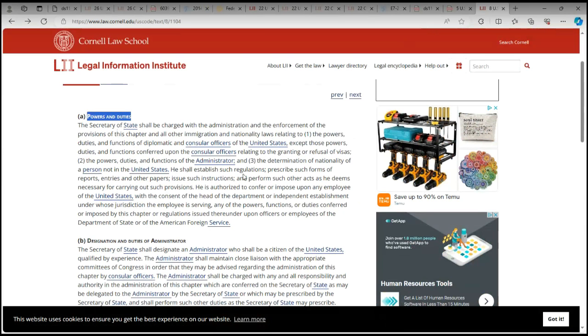He shall establish such regulations, prescribe such forms of reports, entries, and other papers, issue such instructions, and perform such other acts as he may deem necessary to carry out such provisions. He is authorized to confer or impose upon any employee of the United States, with the consent of the head of the department or independent establishment under whose jurisdiction the employee is serving, any of the powers, functions, or duties conferred or imposed by this chapter or regulations issued thereunder upon officers or employees of the Department of State or of the American Foreign Service, right?